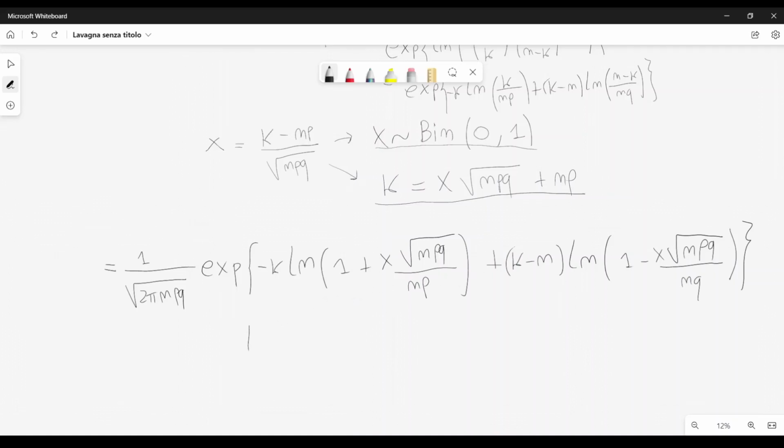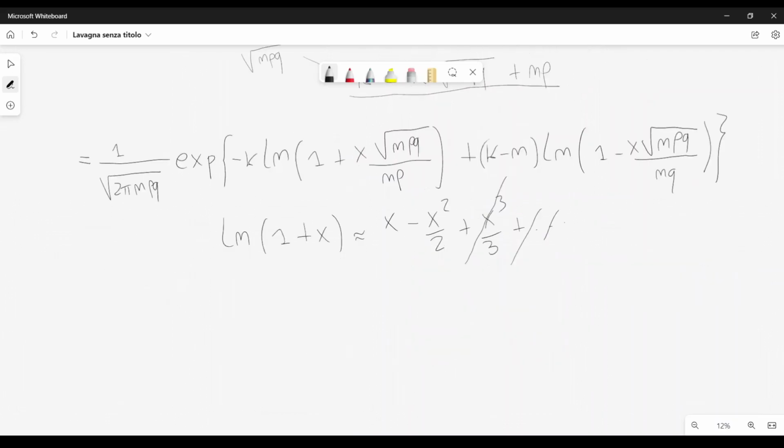And remember the approximation for the logarithm of 1 plus x, so the Taylor series will be x minus x squared over 2 plus x cubed over 3 plus dot dot dot. So you can derive the Taylor series for the logarithm of 1 plus x as x goes to 0. And we will not consider terms which are of higher order with respect to the second order. So we will consider only the first two terms because we are interested only in the second order. So let's do this computation.